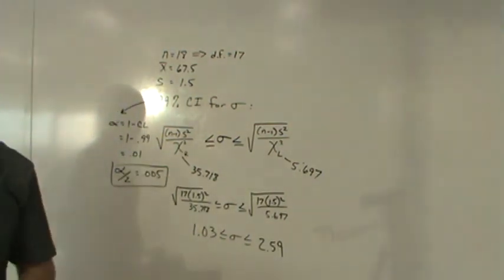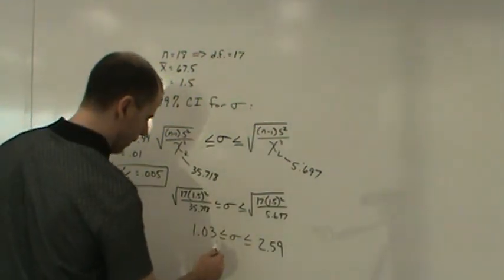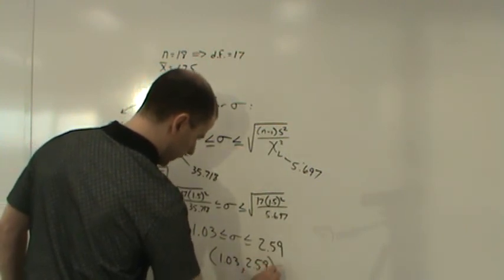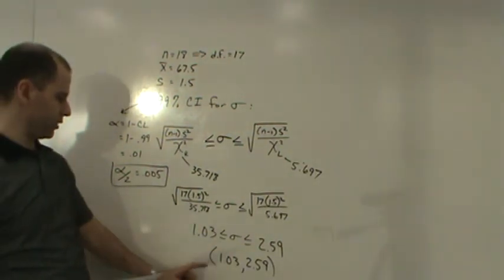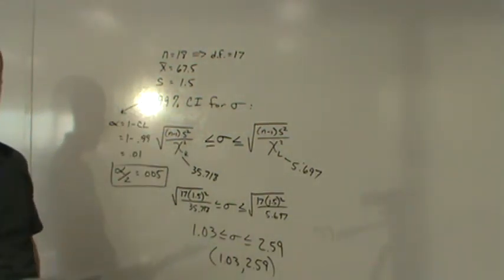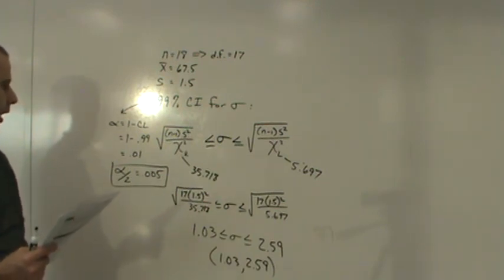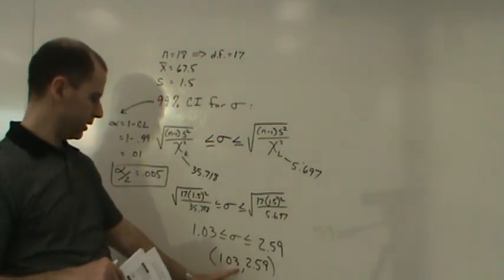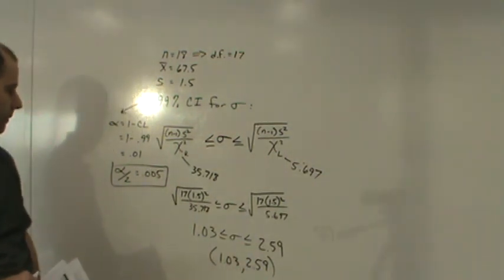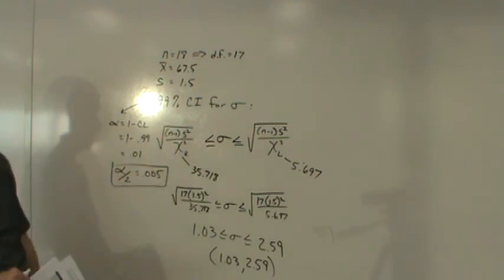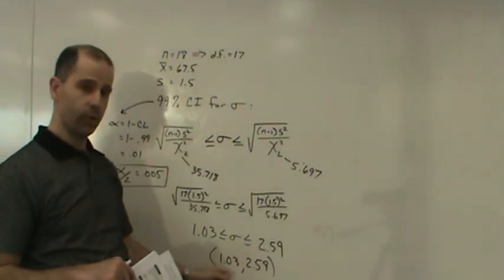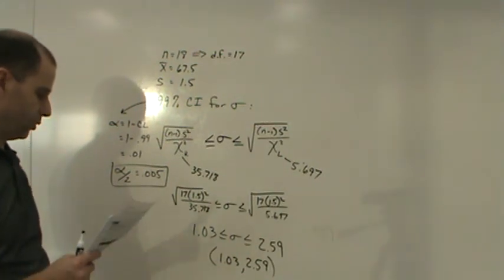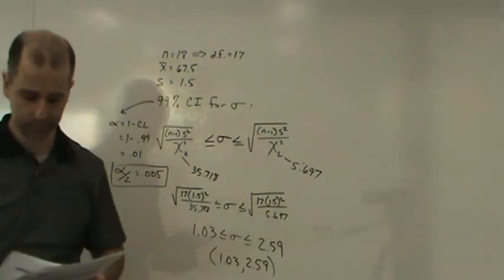And so that's my confidence interval. My confidence interval is going to be 1.03, comma, 2.59. So I know that the true standard deviation of the population, the standard deviation of heights of all men in this particular population, will be somewhere between 1.03 inches and 2.59 inches. And that's it. I'm 99% confident that the true standard deviation for the heights of all men in this population is somewhere between these two numbers, these two inches. Okay?